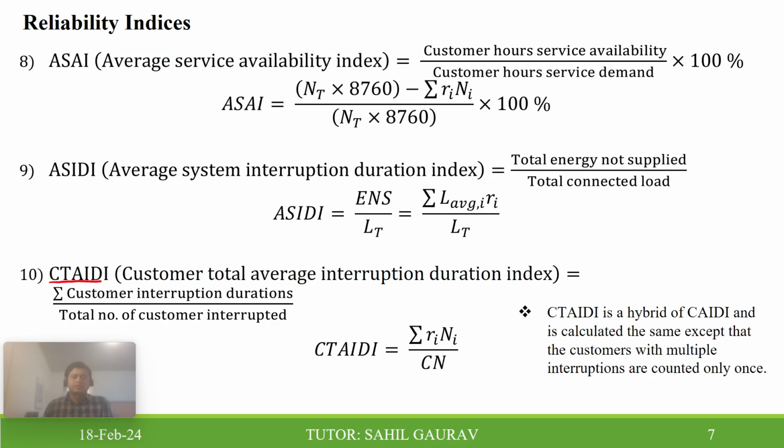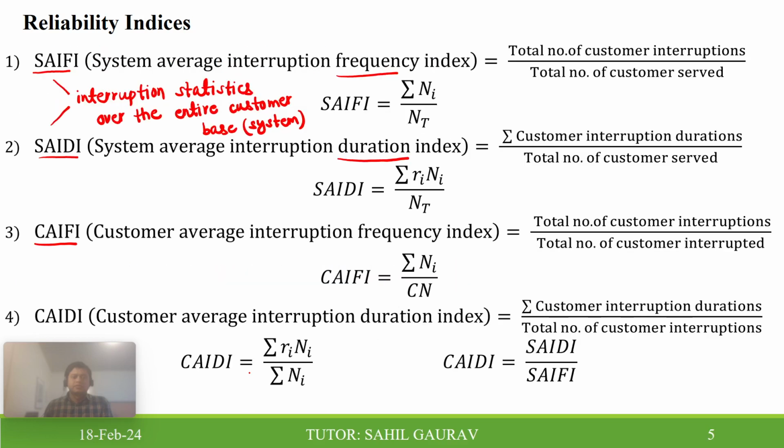So these indices refer only to the customers who experience interruptions, like CN. These are where the term customer is used, with respect to customers, like CAIFI and CTAIDI. That means a customer who experiences interruption three times in a year, you have to count only once. So that's why the total number of customers interrupted is denoted by CN. The customer may experience multiple interruptions during a year, during a certain interval of time, but you have to count only once because the customer is only one, but the number of interruptions may be more. So these are with respect to the customer base.